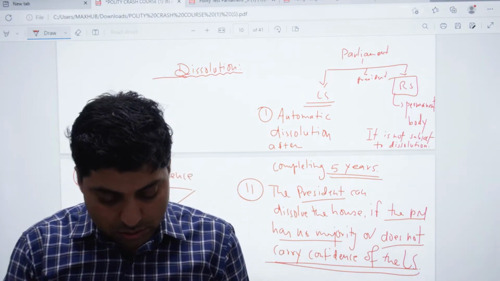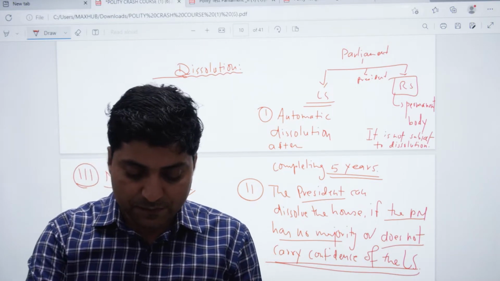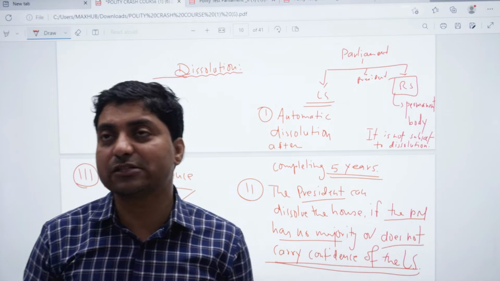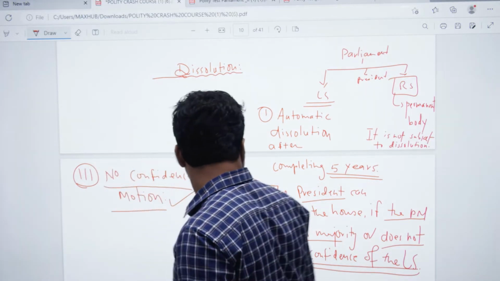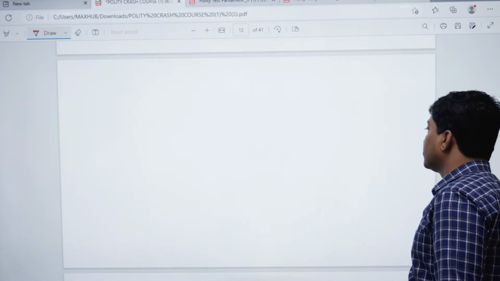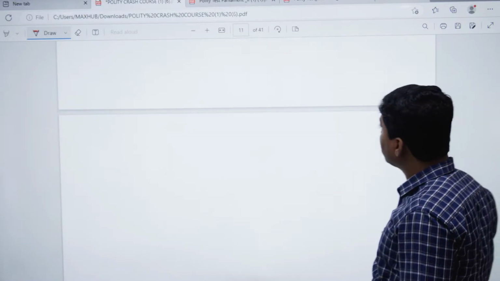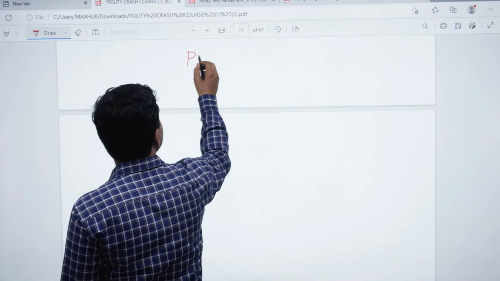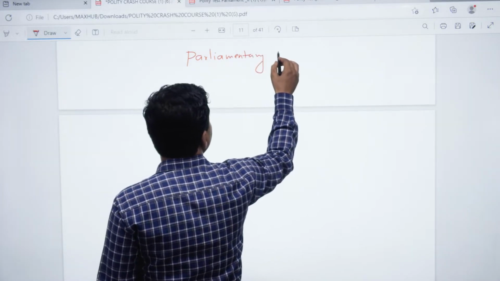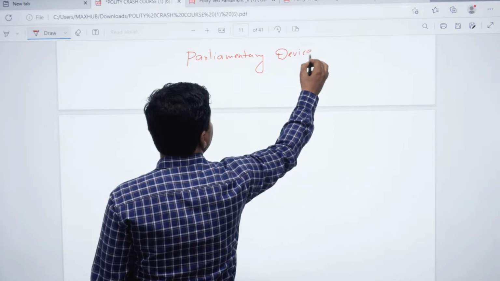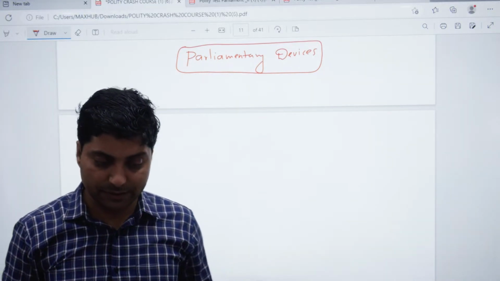Right. Now, yesterday I talked about quorum. What is quorum? Right. Now let me talk about a few devices of the parliament, like zero hour and question hour. Then we will talk about motion. Let me talk about parliamentary devices, some measures within the parliament.